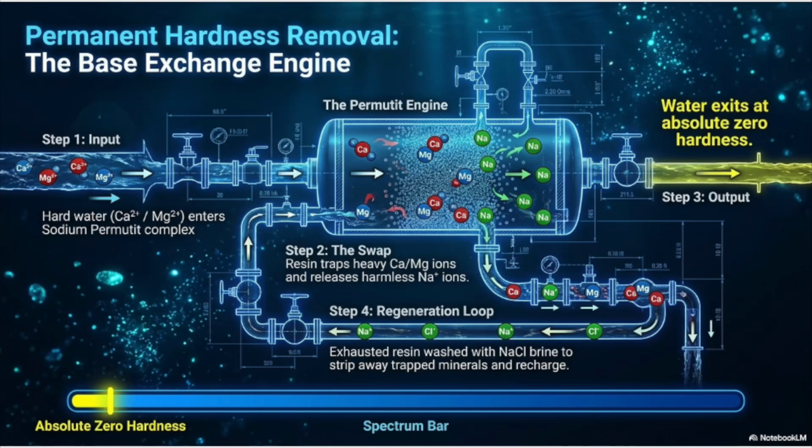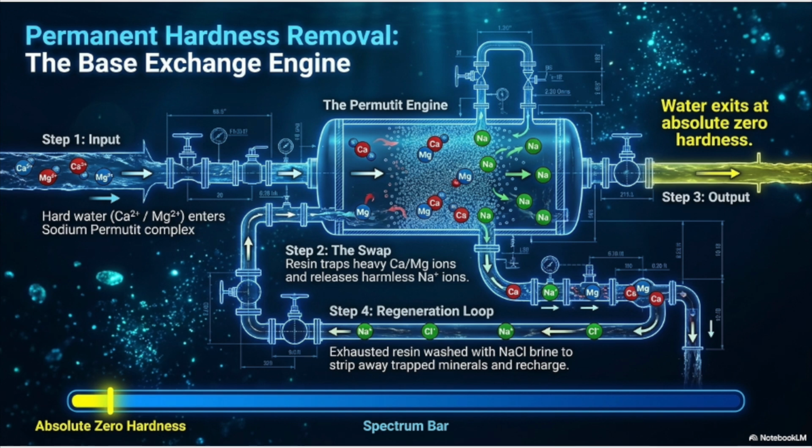In this process, hard water containing calcium and magnesium ions enters what is called the sodium permutit complex. Inside this engine, a resin traps the heavy calcium and magnesium ions and releases harmless sodium ions in their place. The water then exits at absolute zero hardness. Once the resin becomes exhausted, it goes through a regeneration loop where it is washed with sodium chloride brine to strip away the trapped minerals and recharge the system for reuse.